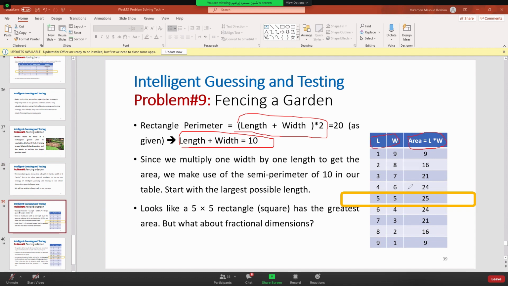for each one. Now, the largest area based on that is 5 by 5, which is 25. So if I want the largest or greatest area, I should use 5 by 5. Okay, so the largest area will be when you are using a square.